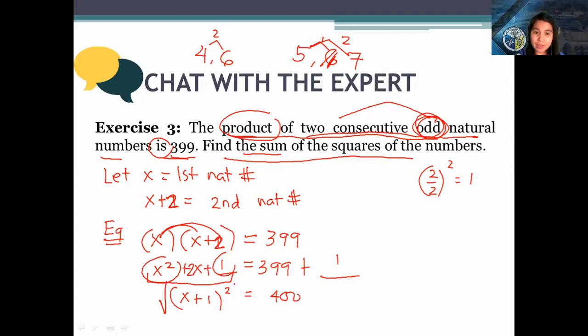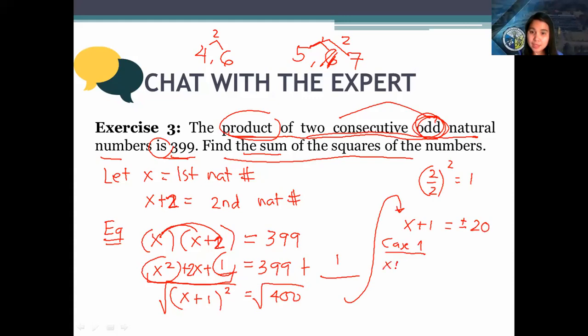Next, square root of the left, square root of the right. That's x plus 1 equals plus and minus the square root of 400. That is 20. Let's have case 1. Case 1, take the positive. x plus 1 equals 20. Transfer. You have x equals 20 minus 1. So x equals 19. In case 2, x plus 1, we take the negative. Negative 20. So x equals negative 20 minus 1. So x equals negative 21.